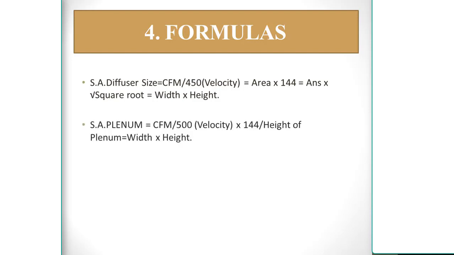Supply air plenum. A supply air plenum is required to connect two ducts or to connect the flexible duct in a HVAC ducting design. So how to calculate the supply air plenum? Supply air plenum is equal to CFM divided by 500, that is the standard velocity required to calculate the supply air plenum size. So CFM divided by 500, then multiply the answer by 144, and then divide the answer by the height of the plenum. So you will get the height, width, and the length of the plenum.